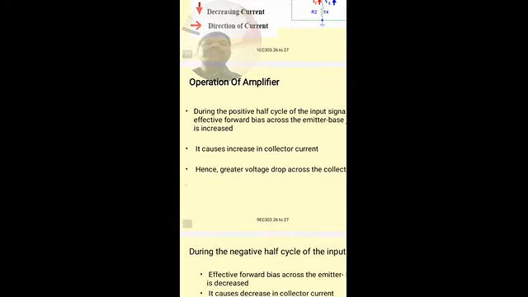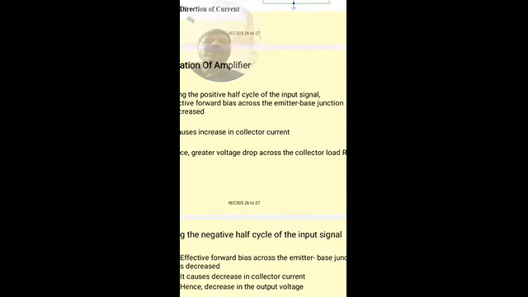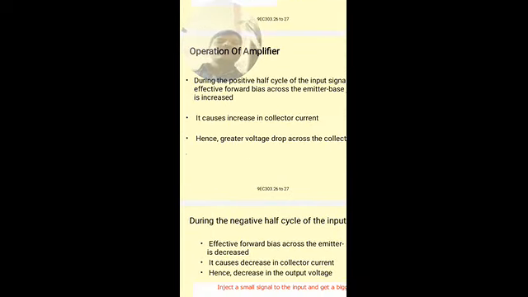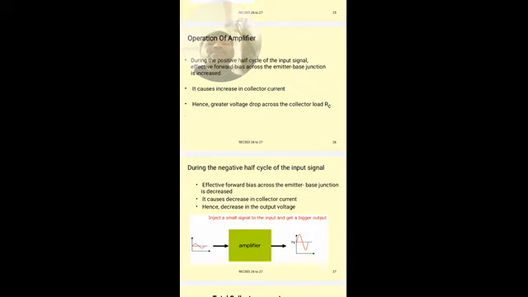increases. Hence there is a greater voltage drop across the collector load RC. More voltage drop appears across the load resistor RC, because the collector current is flowing through the load resistor.